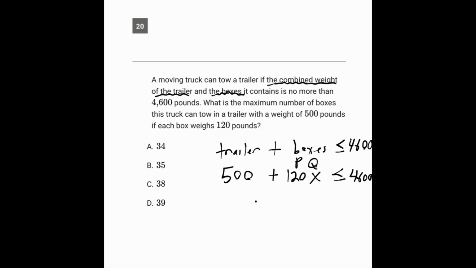We can take away 500 from both sides. 120x is less than or equal to 4100. And now we can divide by 120 on both sides. And when you do that, x comes out to be less than or equal to 34.16 repeated. So what's the maximum number of boxes that can be towed? Well, it would have to be 34 because the number has to be less than 34.2. So the answer here is A.